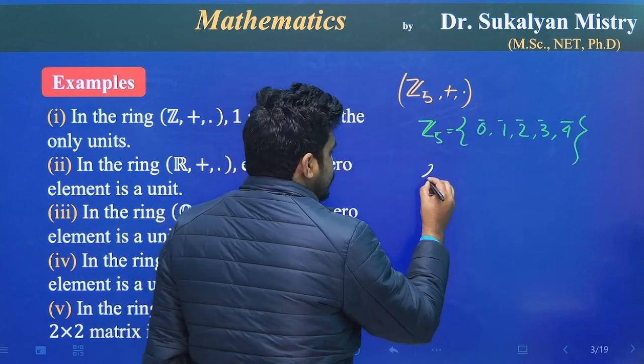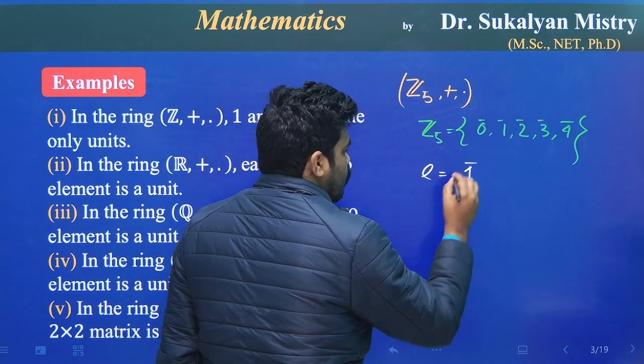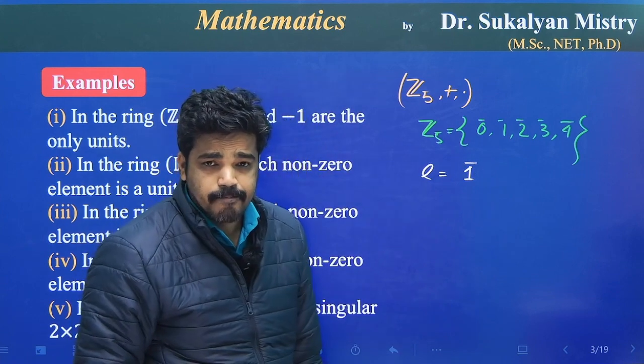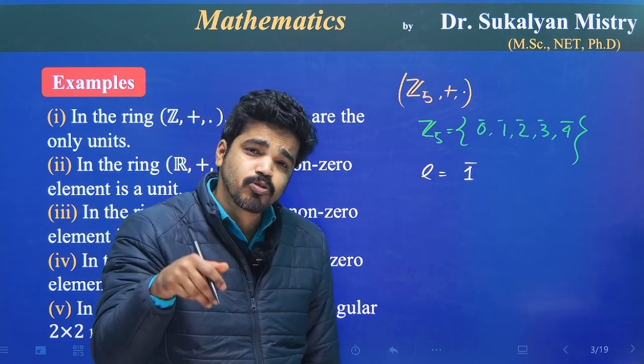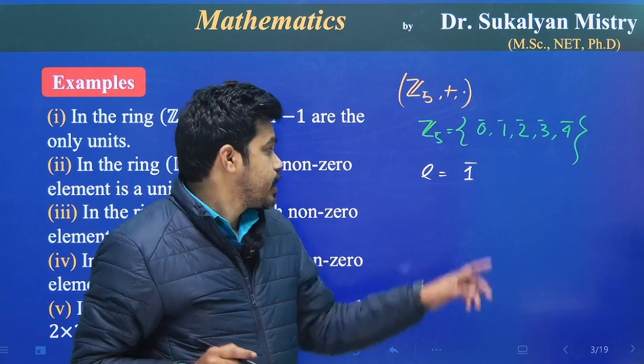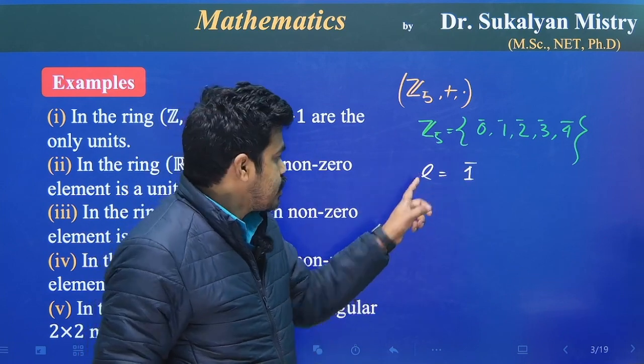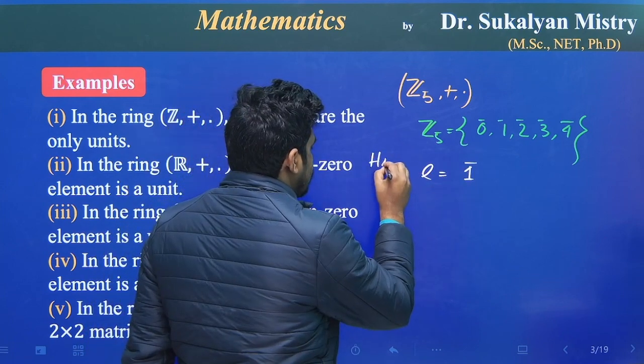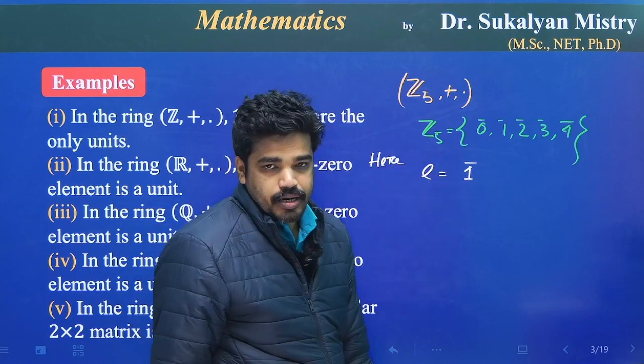So here the identity element is 1 bar. We can represent the identity element by e, or by i, or simply 1. Here we denote it e. Here e is equal to 1 bar, right?